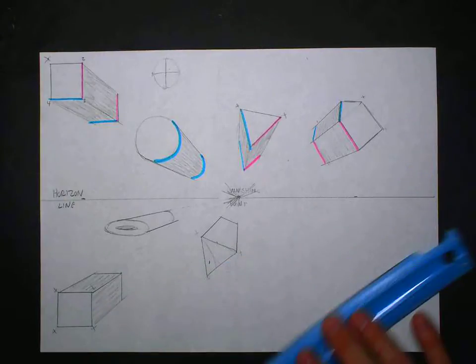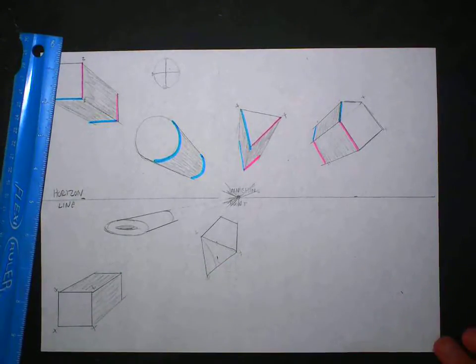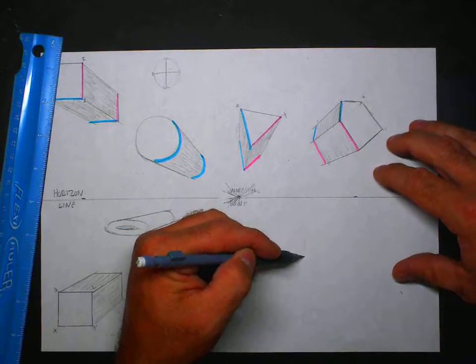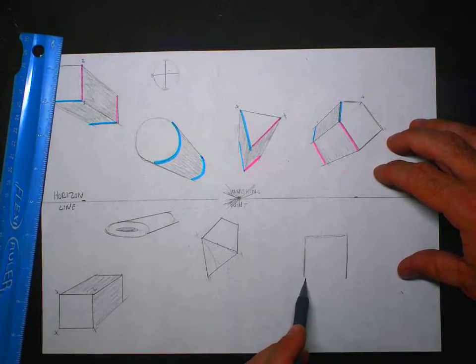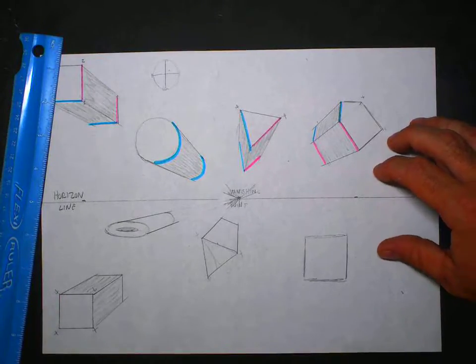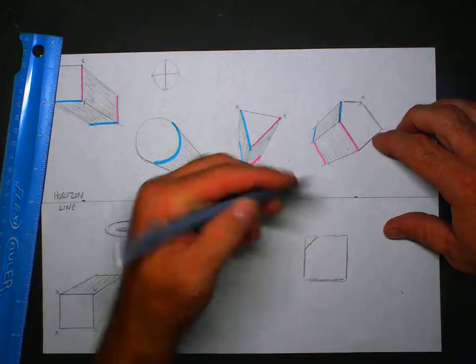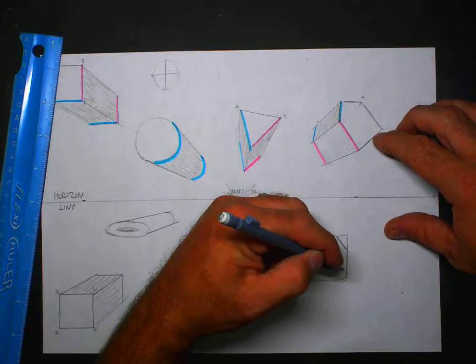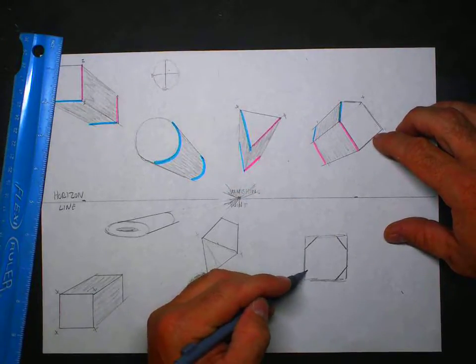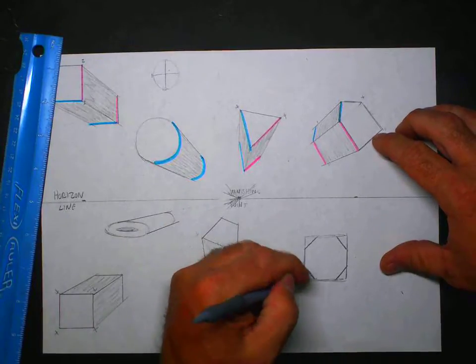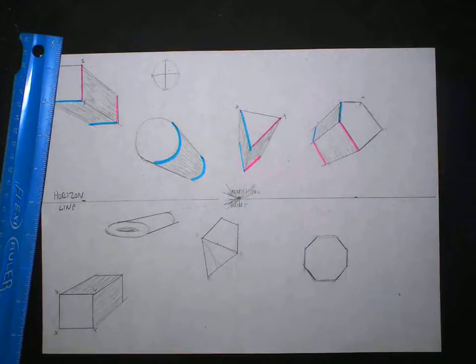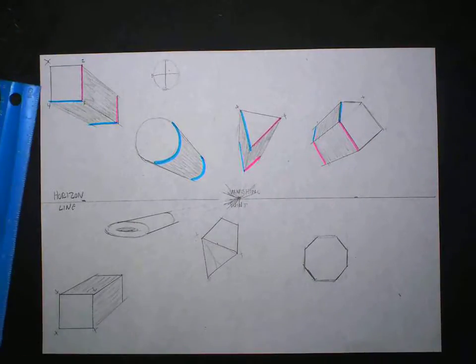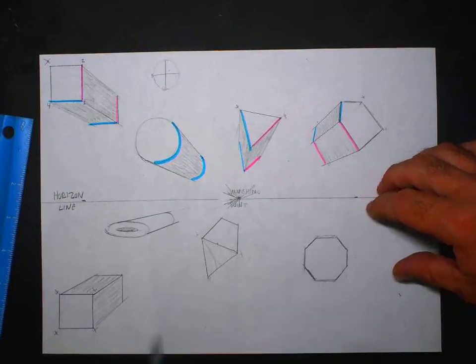Last shape we're going to tackle is an octagon. 8 sides, stop sign. Okay, here's the easiest way in the world to draw an octagon. I want you to start with a square. You're going to take that square and you're going to cut off all 4 corners. Bada bing, bada boom. Octagon.